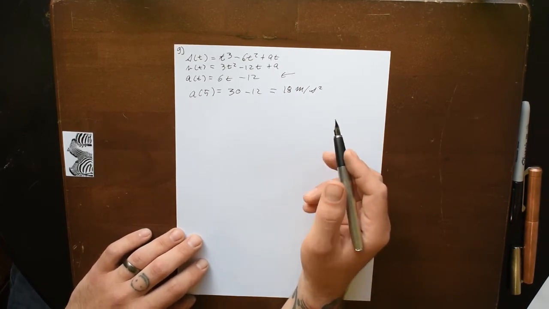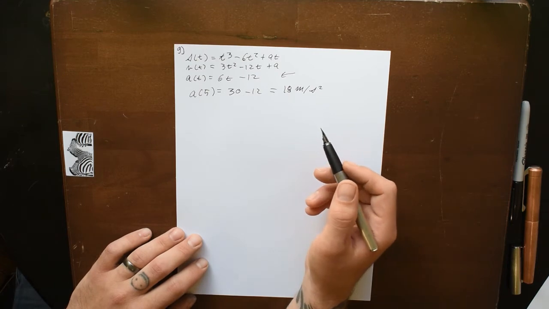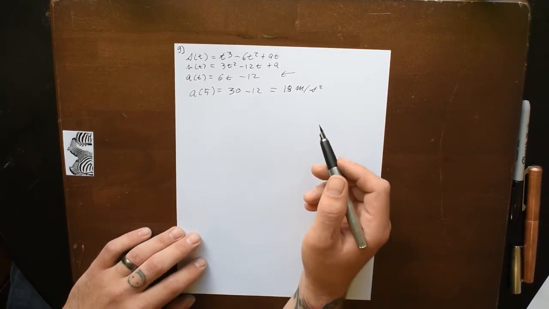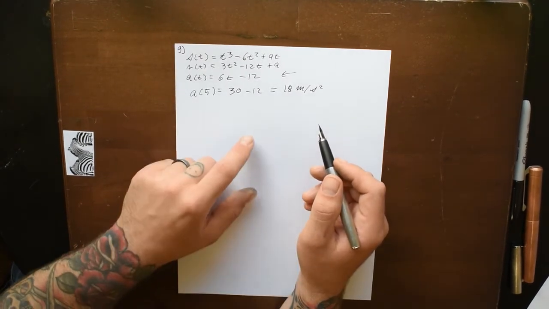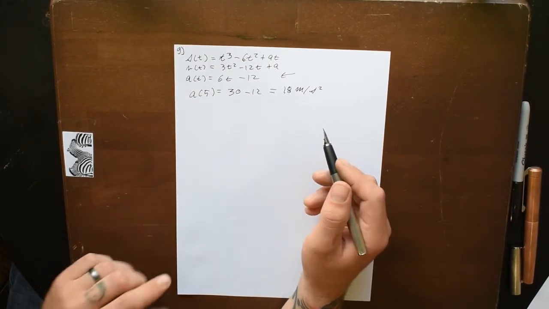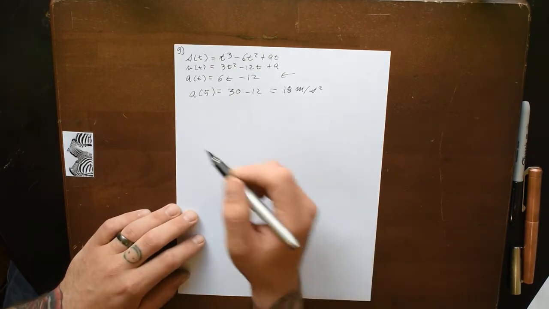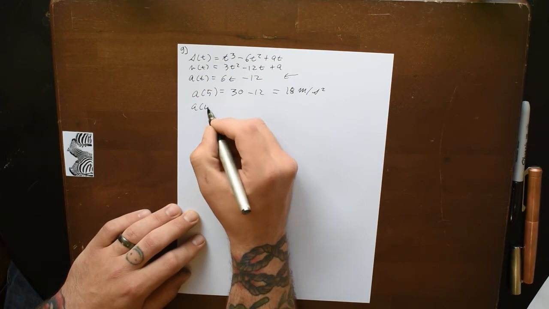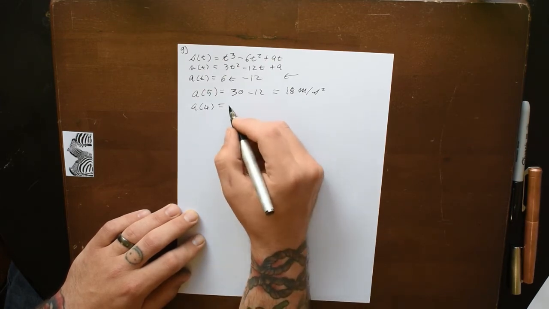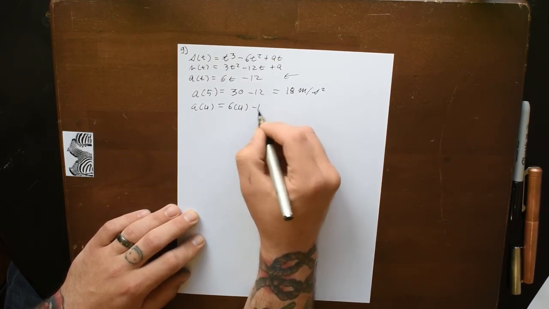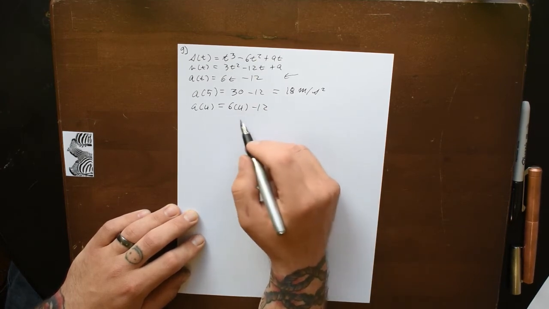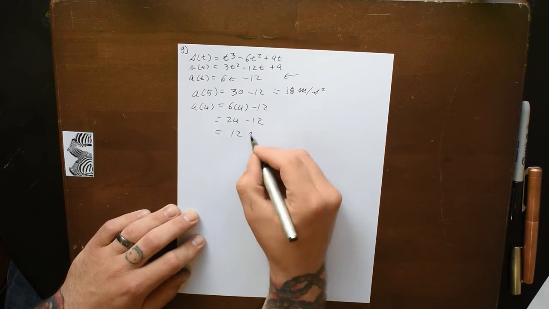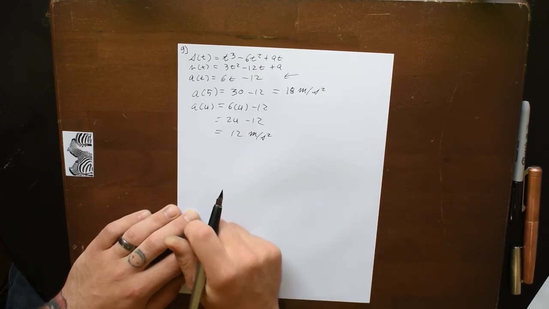So let's see, 6t minus 12. Oh, yes, I'm sorry. I was looking at the wrong spot. So that is the acceleration. We wanted acceleration when time is equal to 4. I looked at the wrong directions. Acceleration when equal to 4: 6, 12, 24. 12 meters per second squared again.